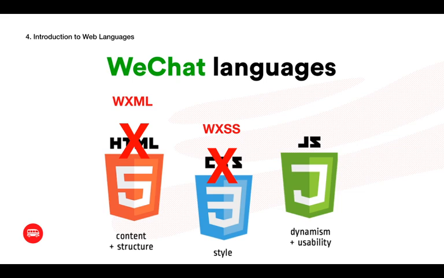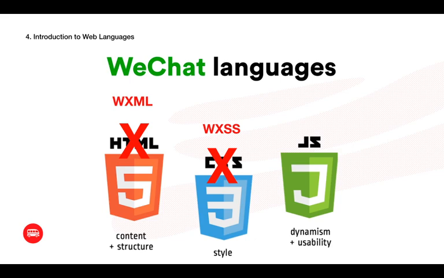Secondly, we have WXSS instead of CSS. So again, same concept here. They've taken CSS and created their own coding language called Weixin Style Sheets instead of Cascading Style Sheets. Once again, this is basically a clone of CSS. There are very, very limited differences between the two languages. And if you've ever coded in CSS before, then coding in WXSS will be very easy.